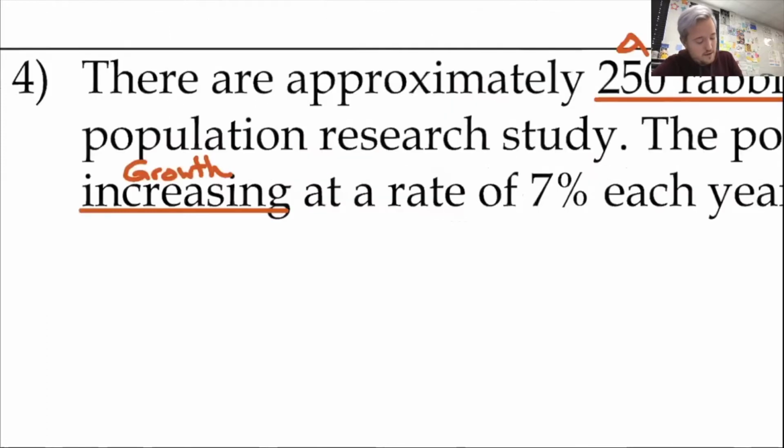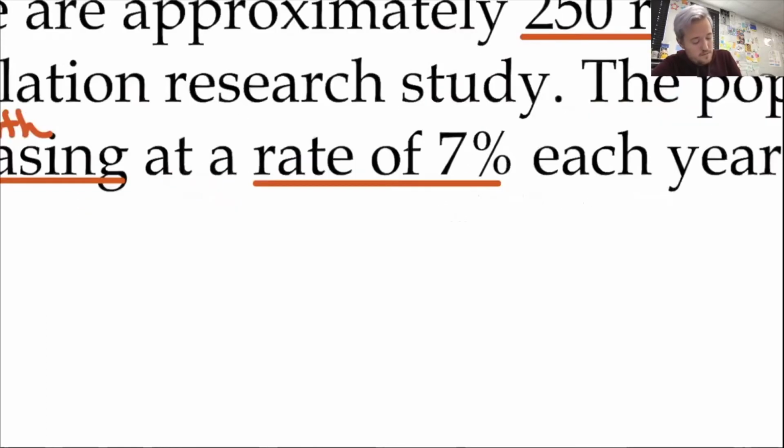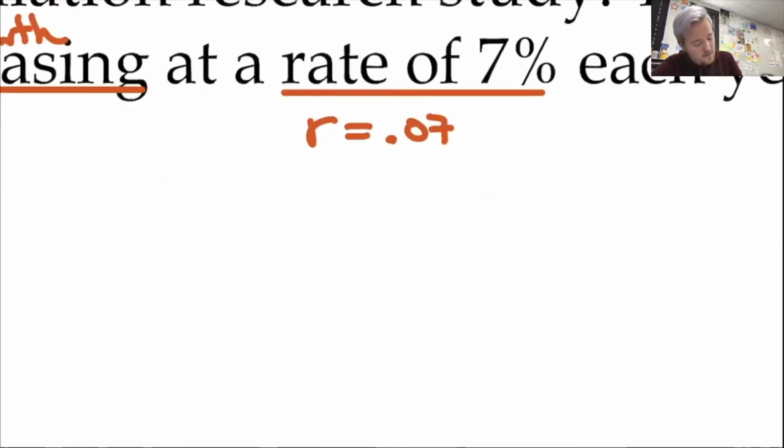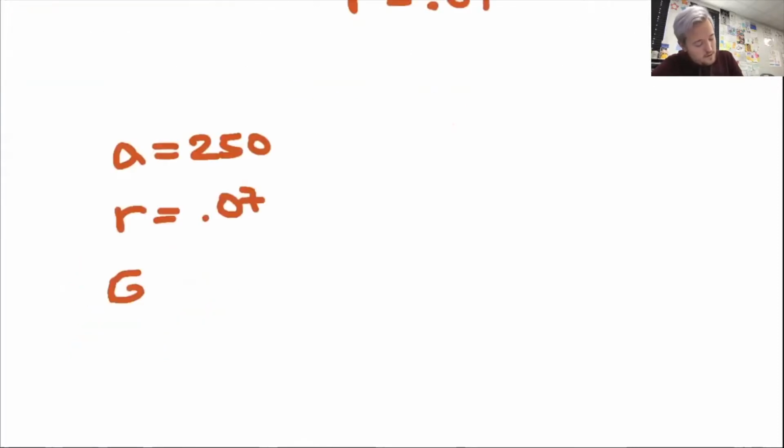And then because it's increasing at a rate of 7%, I'm going to convert that percent to a decimal by just moving that decimal value to the left twice. So we have an R value of 0.07. So I have an A value of 250. We have a growth rate of 7%, which is 0.07. And because it's increasing, we know that this is going to be a growth.